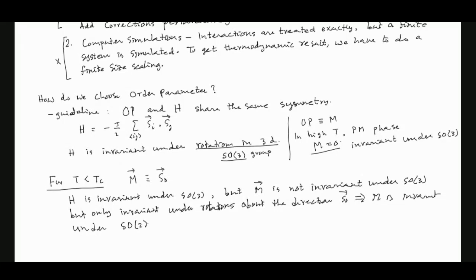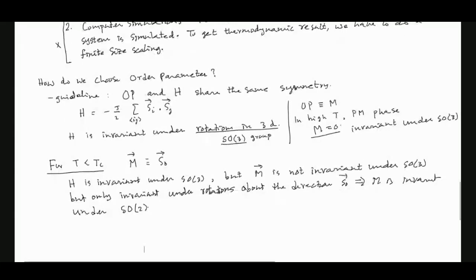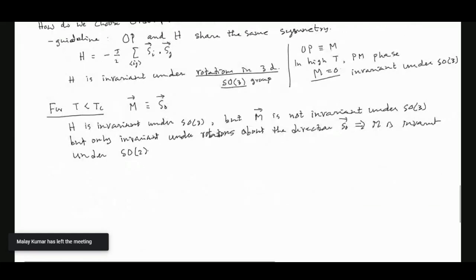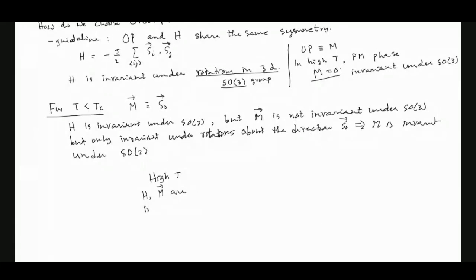So, what actually is happening is that at high temperature, that means in the disordered phase, both H and M are invariant under SO3. Okay, so this is an important concept. So that's why I'm trying to spend a little time. At high temperature, both the Hamiltonian and M are invariant under SO3.